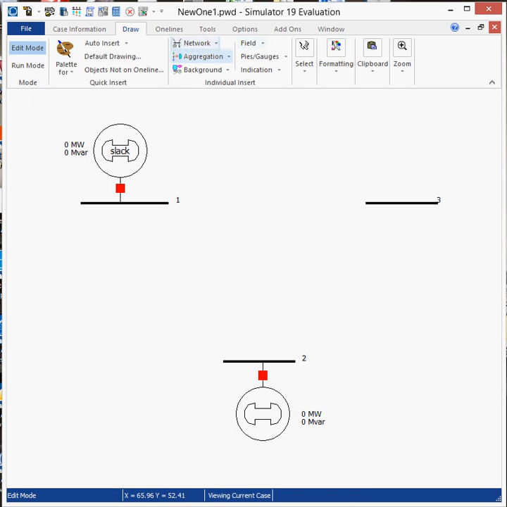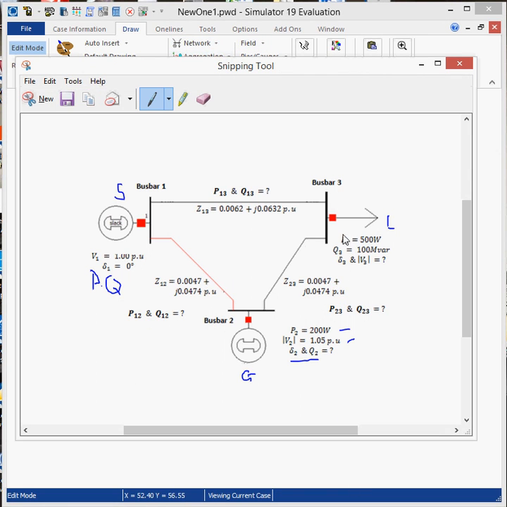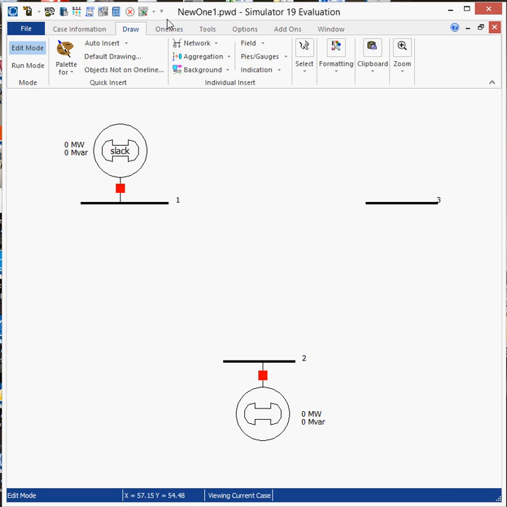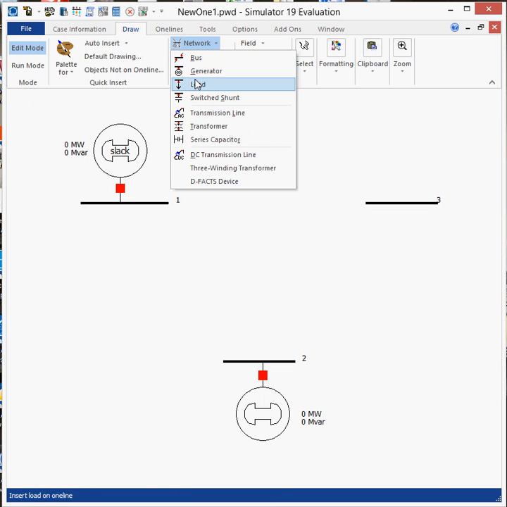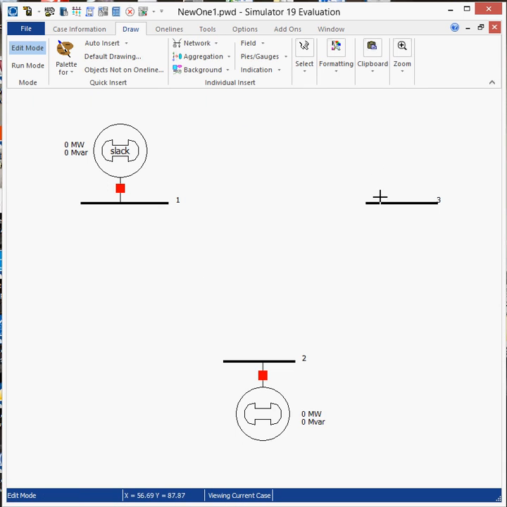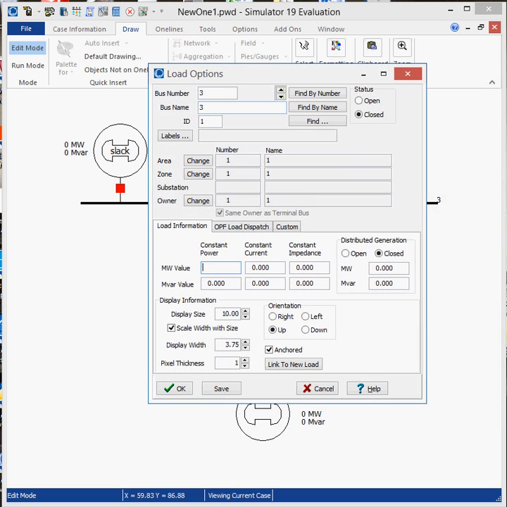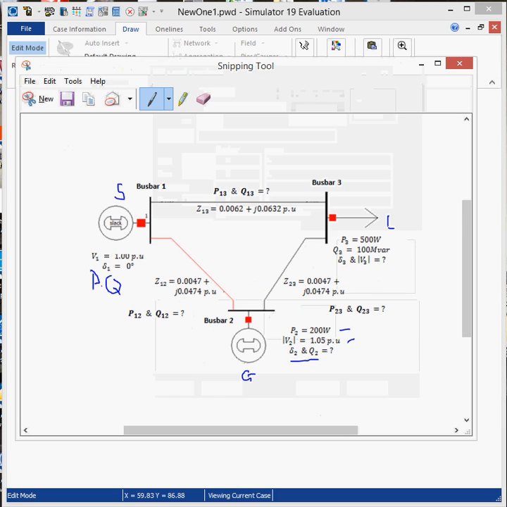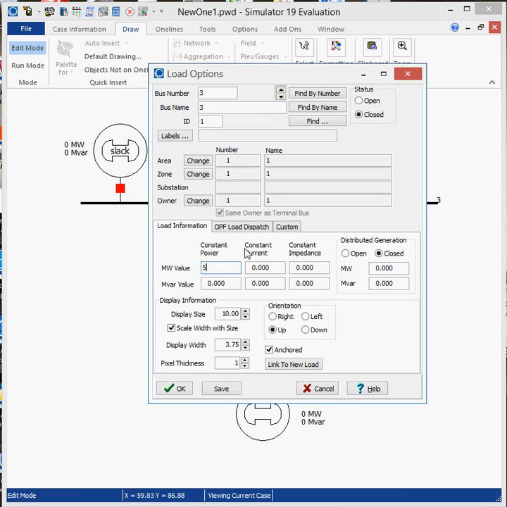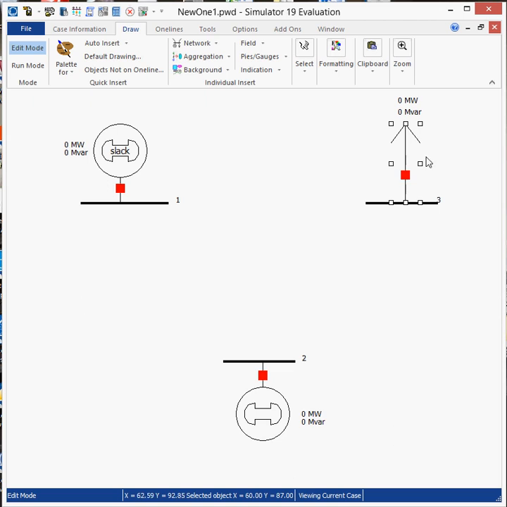And the next bus is the load bus. The load bus requires 500 watt and 100 mvar. So click on network and look for load and click at the bus. Okay, key in 500 here, and this will be 100. Just leave it like that.